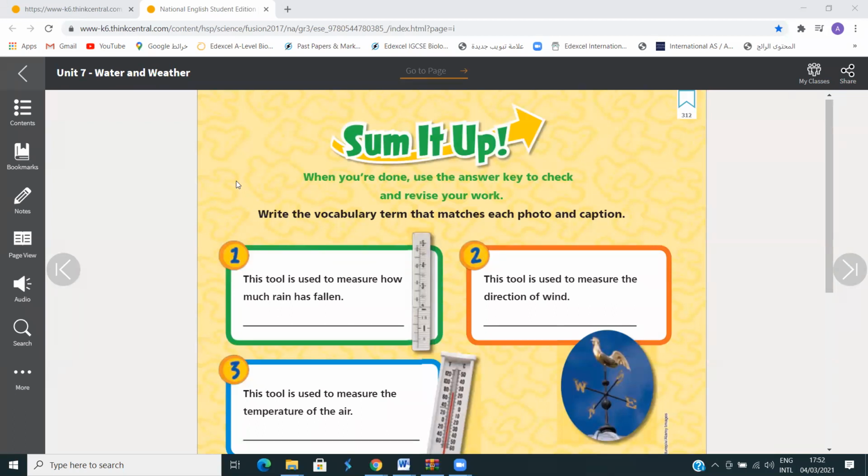Okay, Muhammad Islam. Number three, please. This tool is used to measure the temperature of the air. Thermometer. This is a thermometer. Thanks. So my student will have a Fahrenheit thermometer.